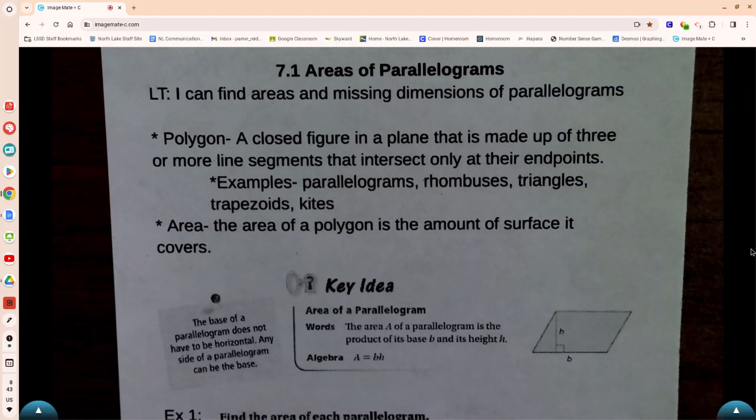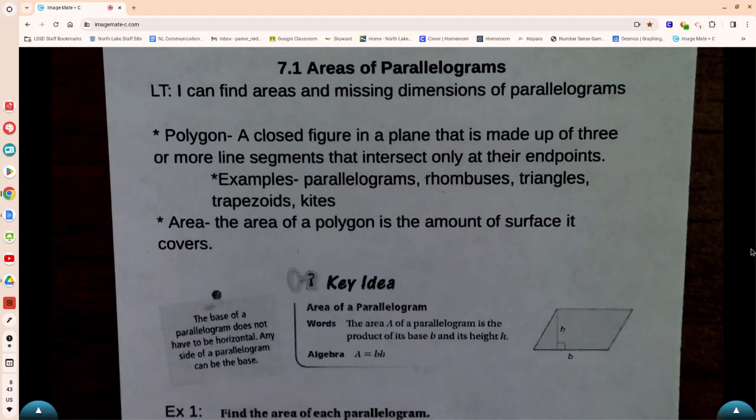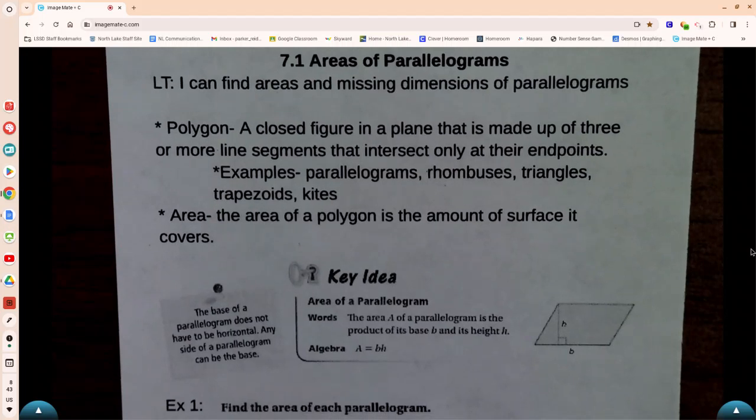And I'm gonna say that word one more time, and then you're gonna say it with me. Parallelogram. Say it with me. Parallelogram. Awesome. Just because I know there's a lot of L's going on in there.